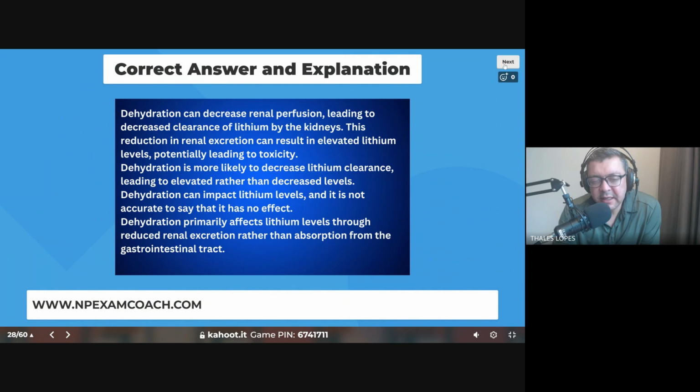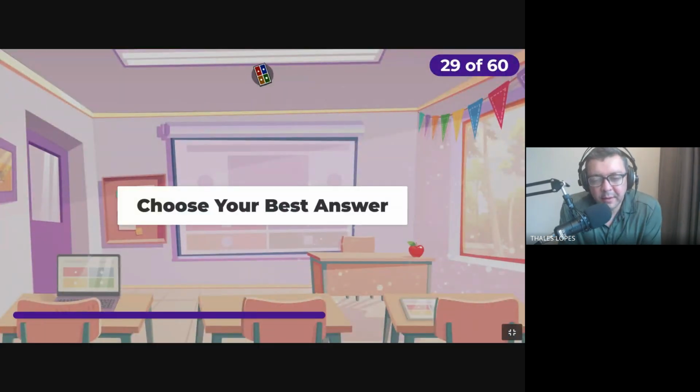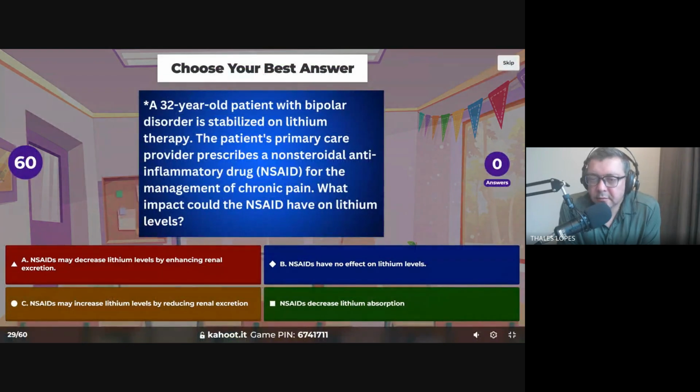Right, dehydration can decrease renal perfusion, leading to decreased clearance of lithium. So decreased lithium clearance leads to an increased lithium level, right? All right, classic again. Stabilized on lithium. So what happened?